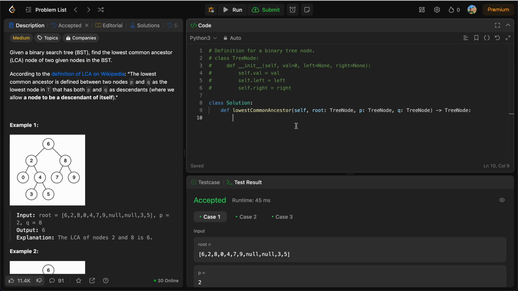Let's say if p.val is less than root.val and q.val is also less than root.val, find the answer in the left side of the tree. Do self.root.left, and P and Q will stay as they are. If p.val is greater than root.val and q.val is also greater than root.val, we get the answer from the right side of the tree.